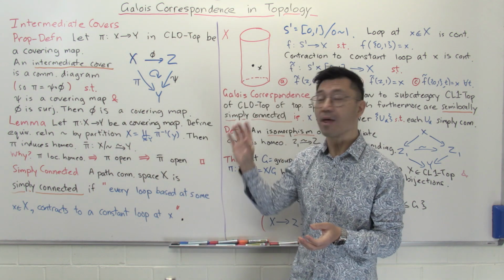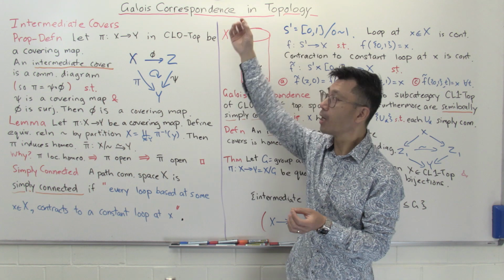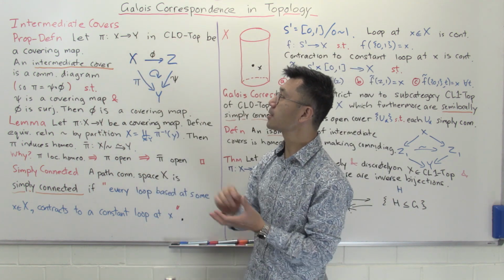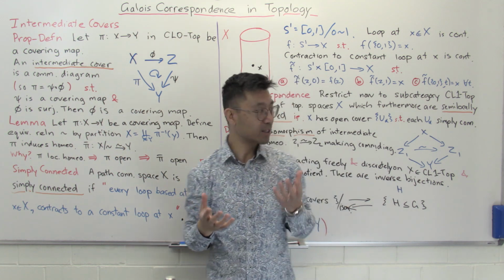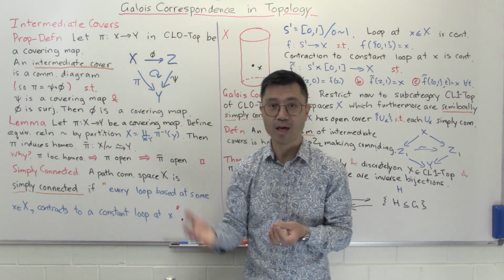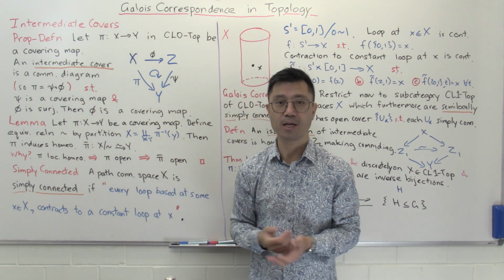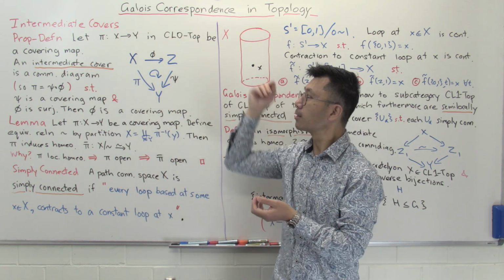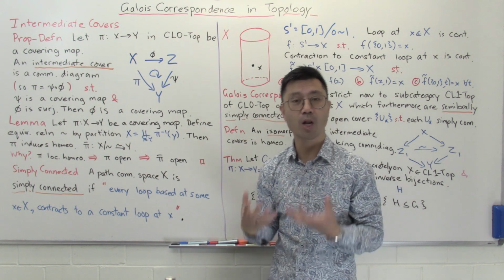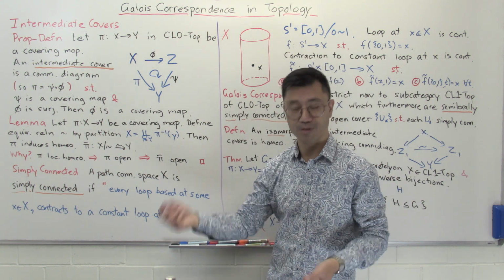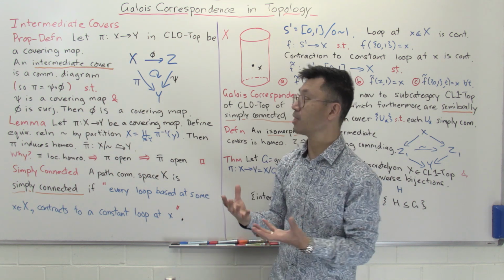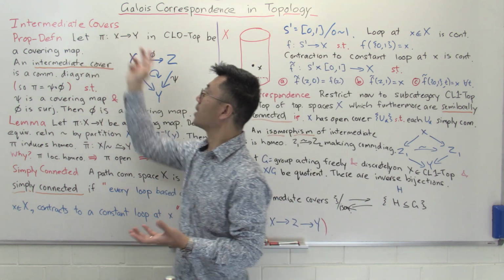Okay, so we've seen the Galois group and how it can be defined for coverings or covering maps. And now what we want to do to set up our Galois correspondence is to have the analog of intermediate fields. So remember, the notion of a covering map is supposed to be the topological analog of a field extension. So now we want to have an analog of an intermediate field, and that's the notion of an intermediate cover.